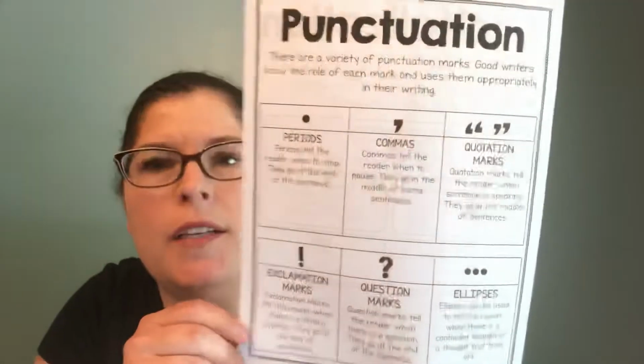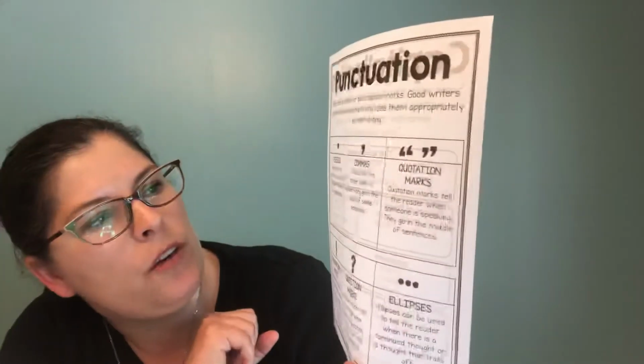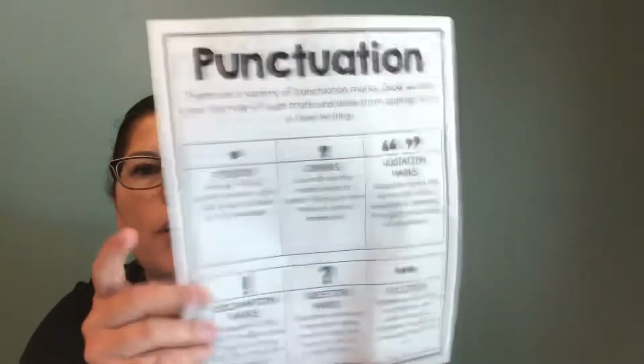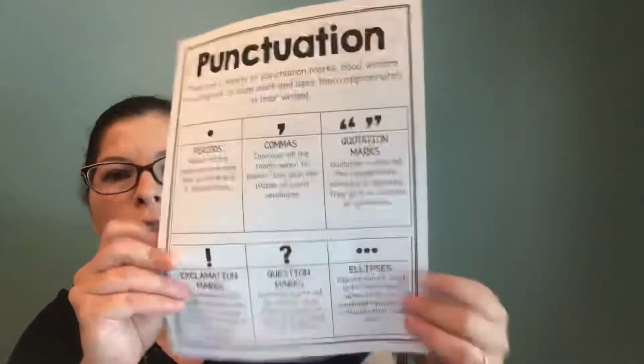Looking at our commas. Commas tell the reader when to pause. They go in the middle of some sentences. Periods, quotation marks around what people say. I'm putting all of this on Google Classroom. Question marks, exclamation marks.